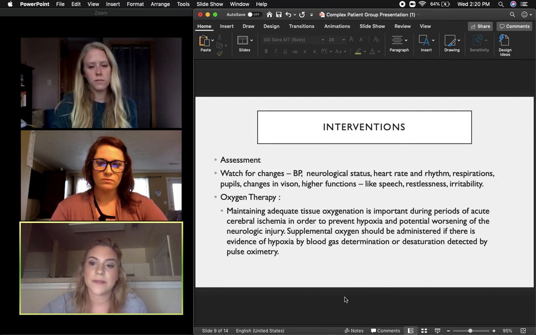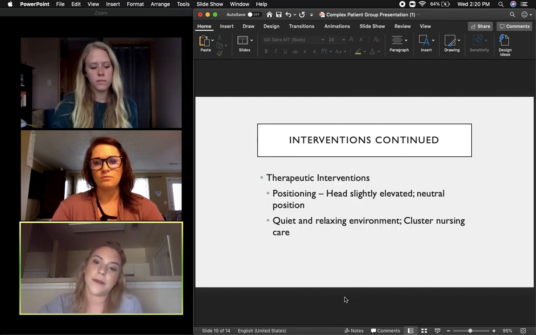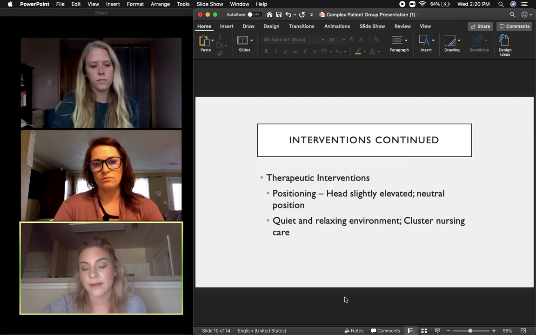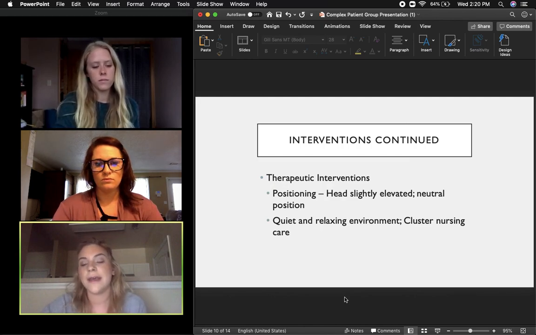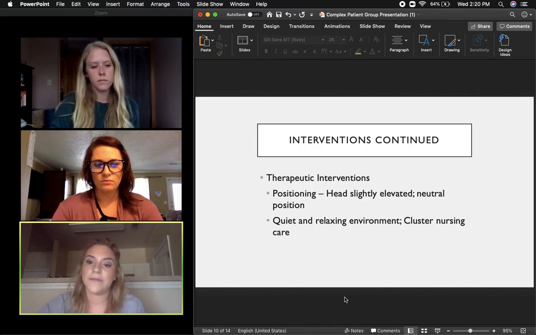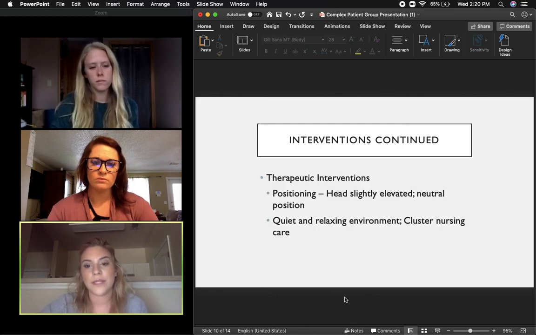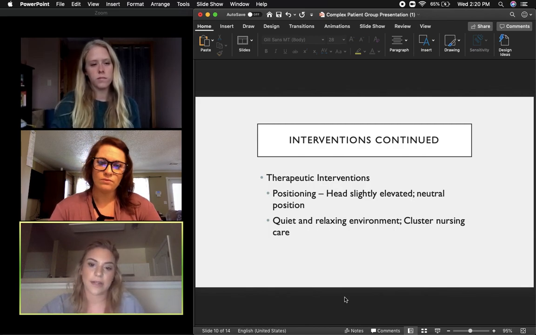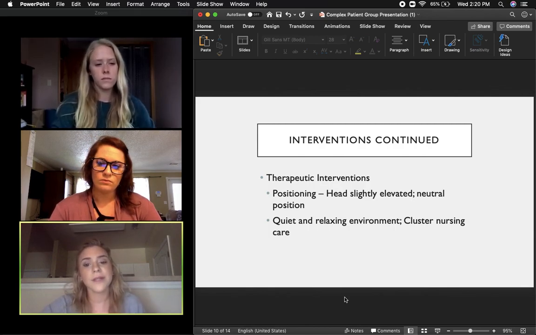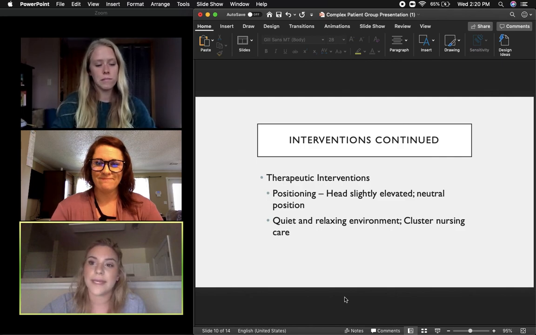We want to implement some therapeutic interventions. Something as simple as positioning can make a huge difference for the patient. Elevating their head just slightly, placing them in a neutral position, and then again focusing on their environment, making sure it's quiet and relaxing and supportive of recovery. We could do that by clustering nursing care. So trying to cluster our care so that we're not frequently in and out of rooms.